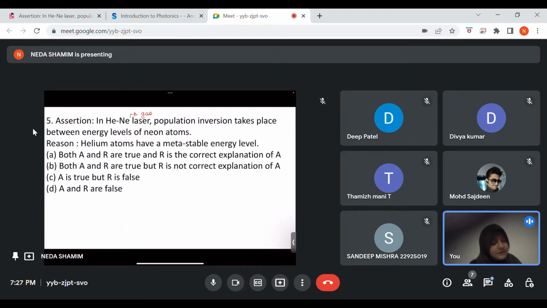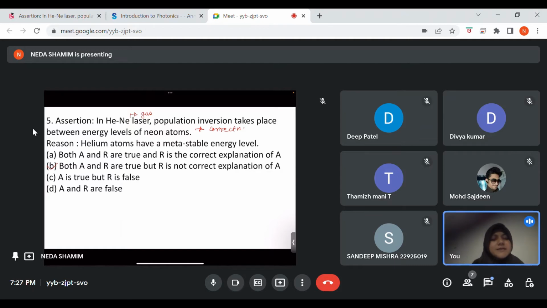The reason is not the explanation for the assertion. The statement is correct. We have a helium neon laser, and lasing takes place between the energy levels of neon atoms. And helium atoms also have a metastable energy state. But actually what is happening is that the population inversion takes place because of collisions between the helium gas atoms and the neon gas atoms.